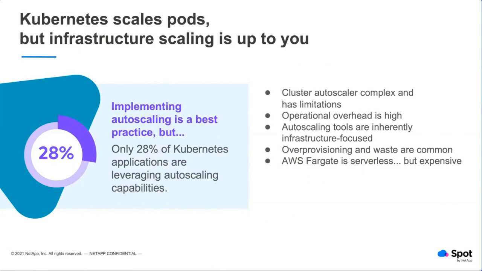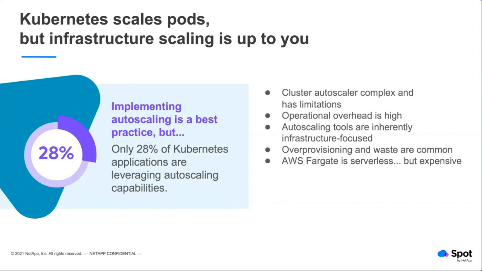You can create all the VMs and attach them to Kubernetes. Kubernetes is perfectly fine with that. There are a few plugins you can use for Kubernetes, which will do some rudimentary scaling for you. But at the end of the day, the infrastructure is given to you. Kubernetes scales pods. It does pod and container management very well, but underlying cloud infrastructure is given to the operations teams. So implementing auto-scaling is a best practice, but only 28% of Kubernetes applications are leveraged for auto-scaling capabilities.